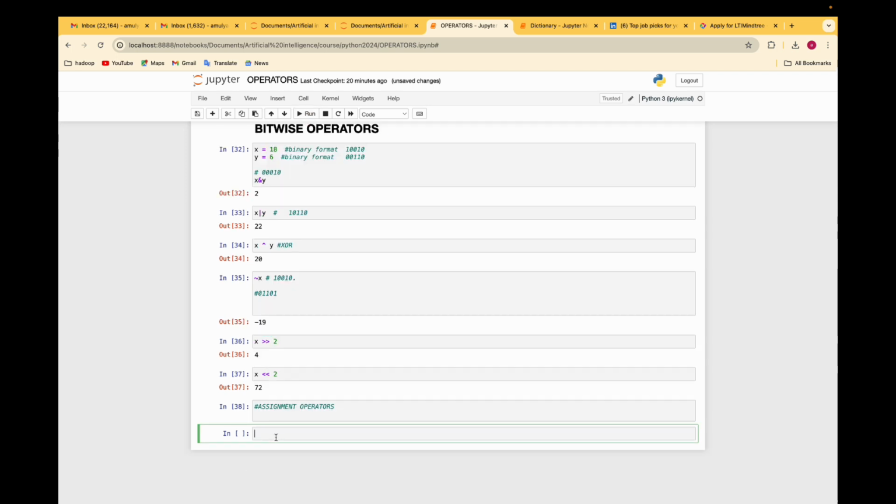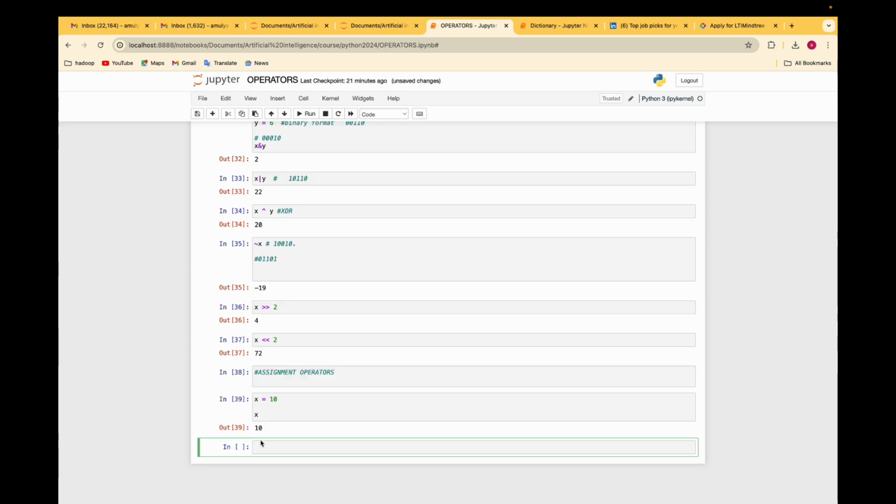So let's perform the assignment operators. Assignment operators are something that I'm going to discuss right now. So let's get it started. Let's suppose consider x equals to 10 and let's know the value of x. It's 10.